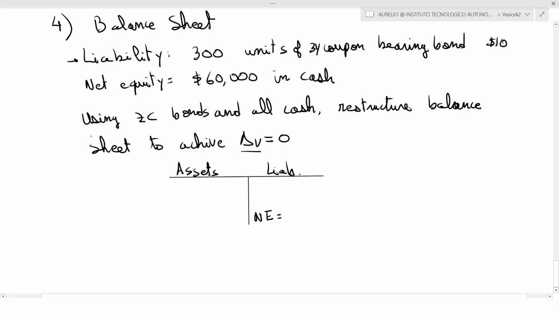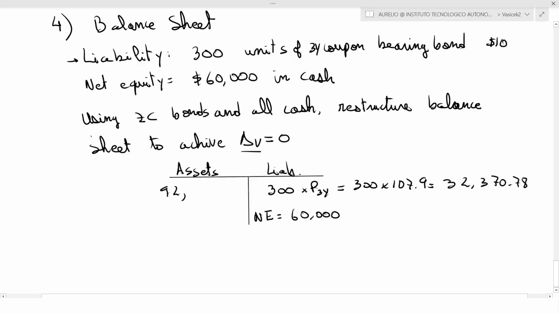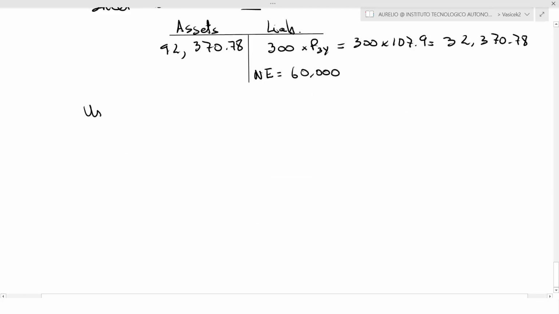So the net equity is equal to $60,000. Liabilities, we have 300 units of the 3-year coupon bond. So it's 300 times 107.9. You go and take all the digits, and that's going to give you 32,370.78. And then if we add this 2, we're going to obtain the assets, which are equal to 92,370.78. So now we're going to use the 1 and 2-year zero coupon bonds to immunize.